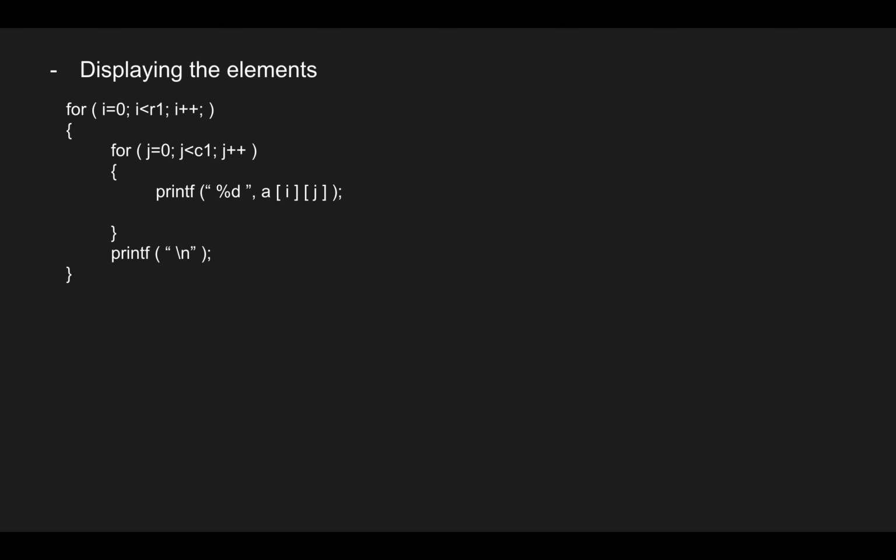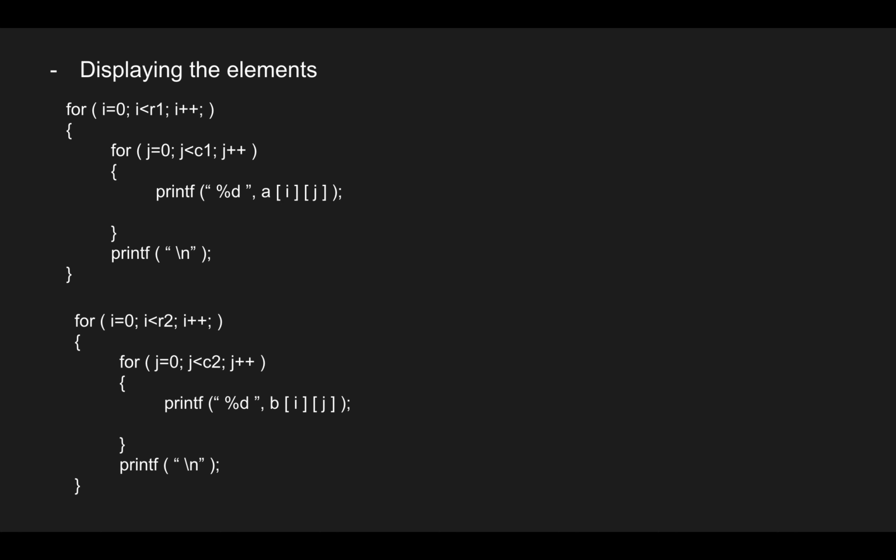So in order to display the elements, we'll write this block of code. Inside this we'll just write the printf statement, and because we are printing the values of the first array, we'll write the first array here, and printf \n because after each iteration we will be printing the values on a new line. This block of code will print all the elements of our first matrix, and in order to display all the elements of the second matrix, we'll write this block of code. So this is how we'll display the elements, and after displaying the elements, now we have to multiply the elements.